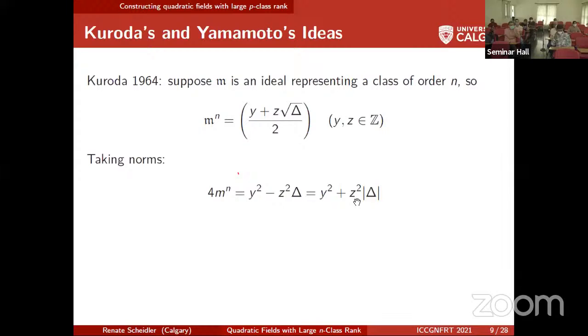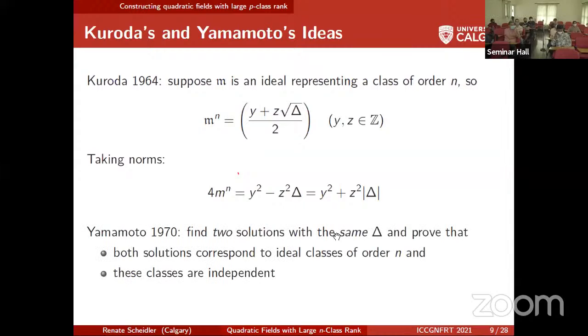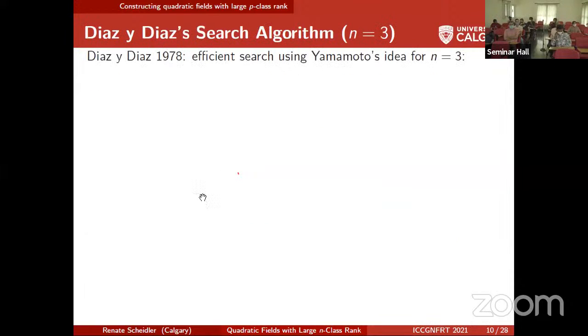And then you see here, if you write it like this, that there's only finitely many Ys and Zs for each ideal norm. All right. And then Yamamoto improved on this result, and he managed to find 2 solutions to this equation. Now, of course, just because you find 2 solutions, that doesn't mean that the 2 ideals represent independent ideal classes, but he found conditions that guarantee that these 2 ideal classes are independent. So you have an n-class rank of at least 2. So that was Yamamoto's work. And this is the basis of the Diaz y Diaz algorithm.